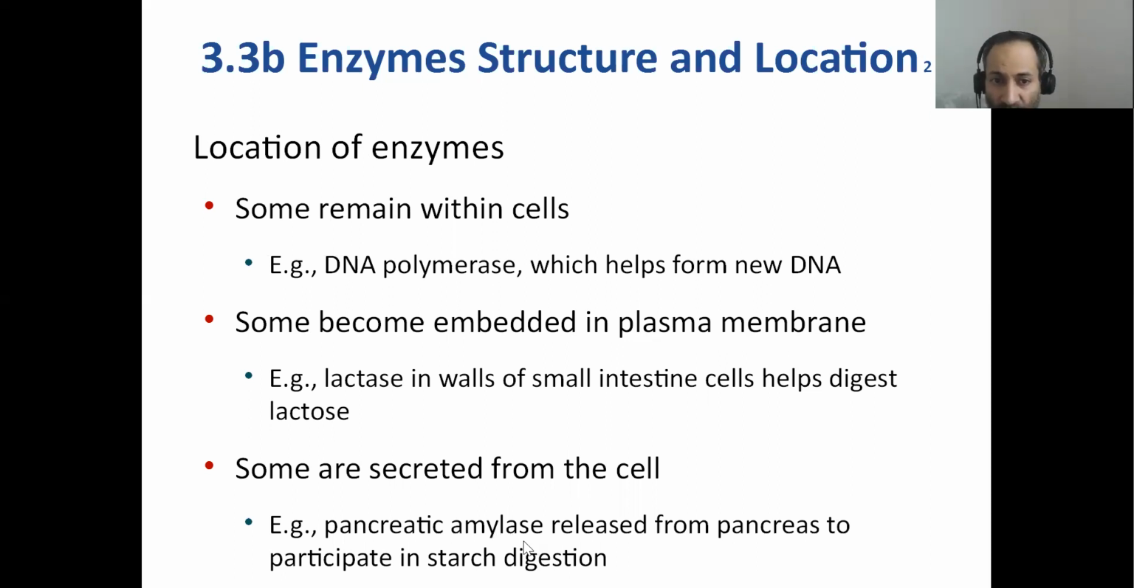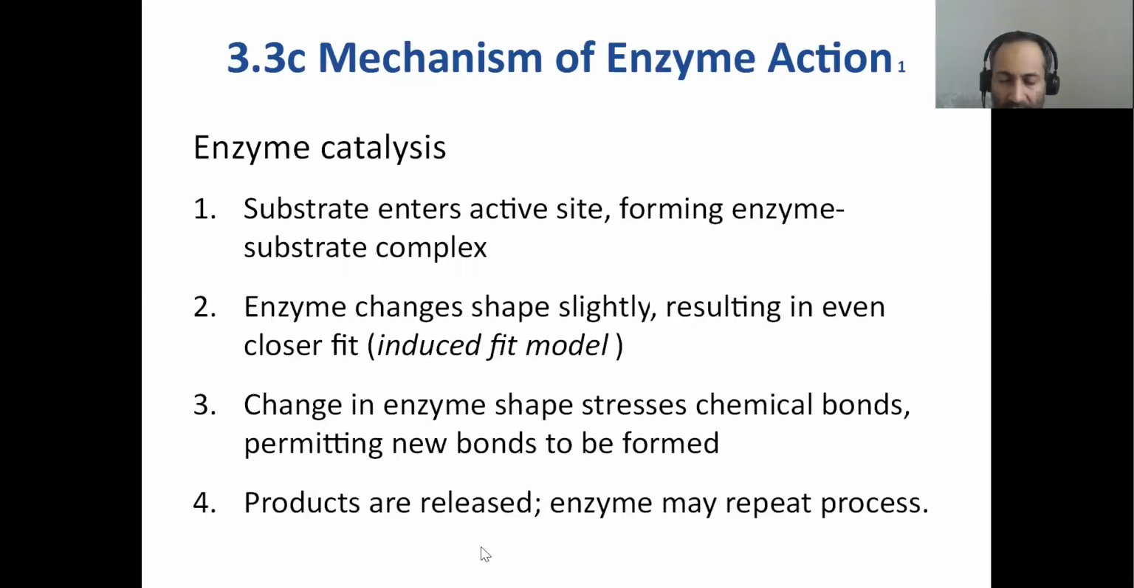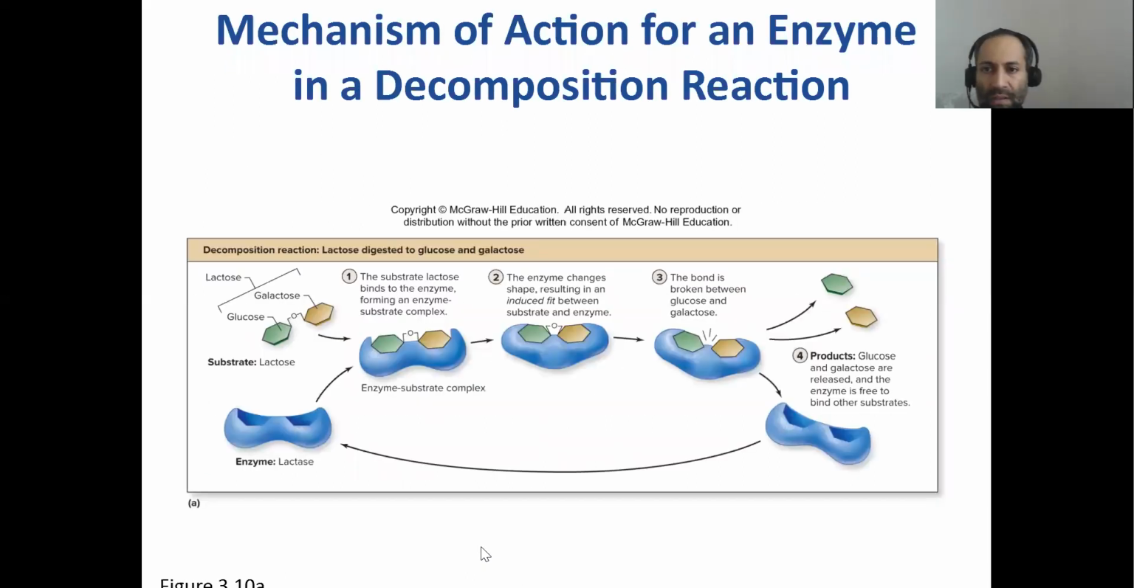And some enzymes are actually secreted from your cells, like pancreatic amylase. This is an enzyme which is secreted. All right, so let's take a look at how these enzymes work and speed up chemical reactions and speed up our metabolism. Here's an example. So let's start with lactase. We were just talking about it, okay?